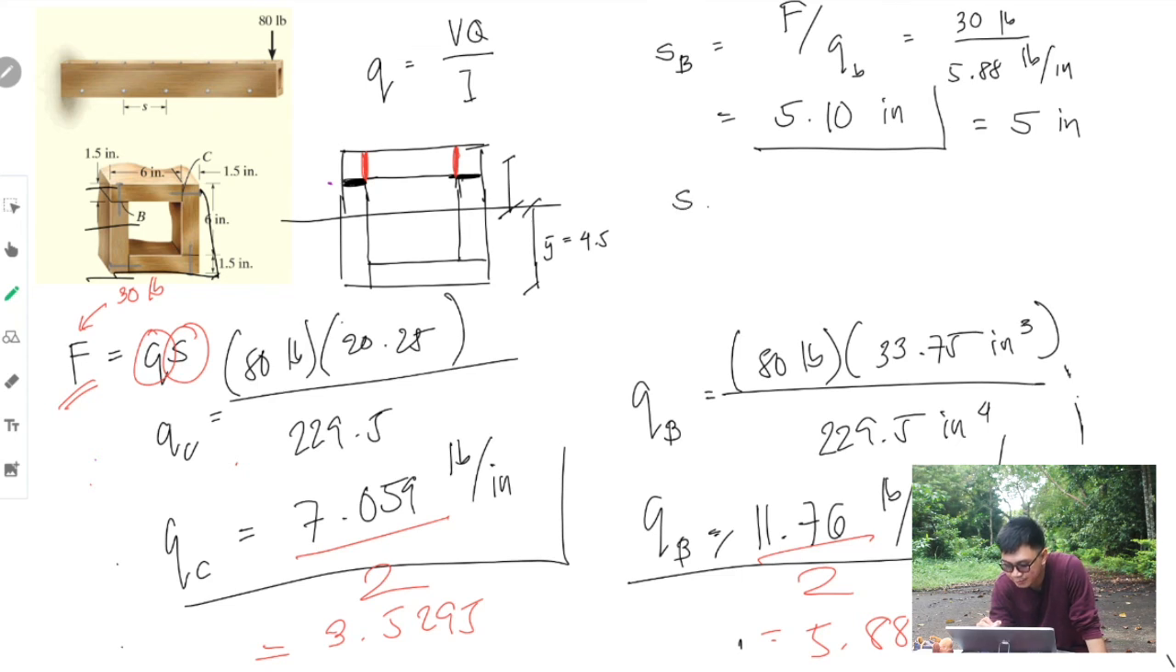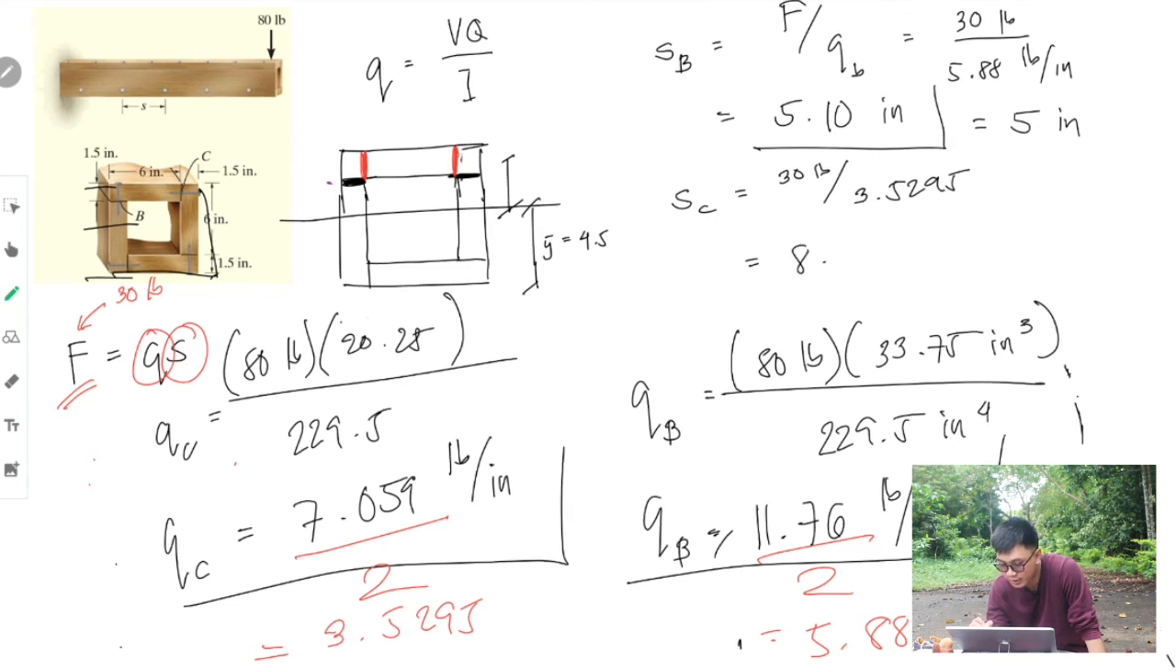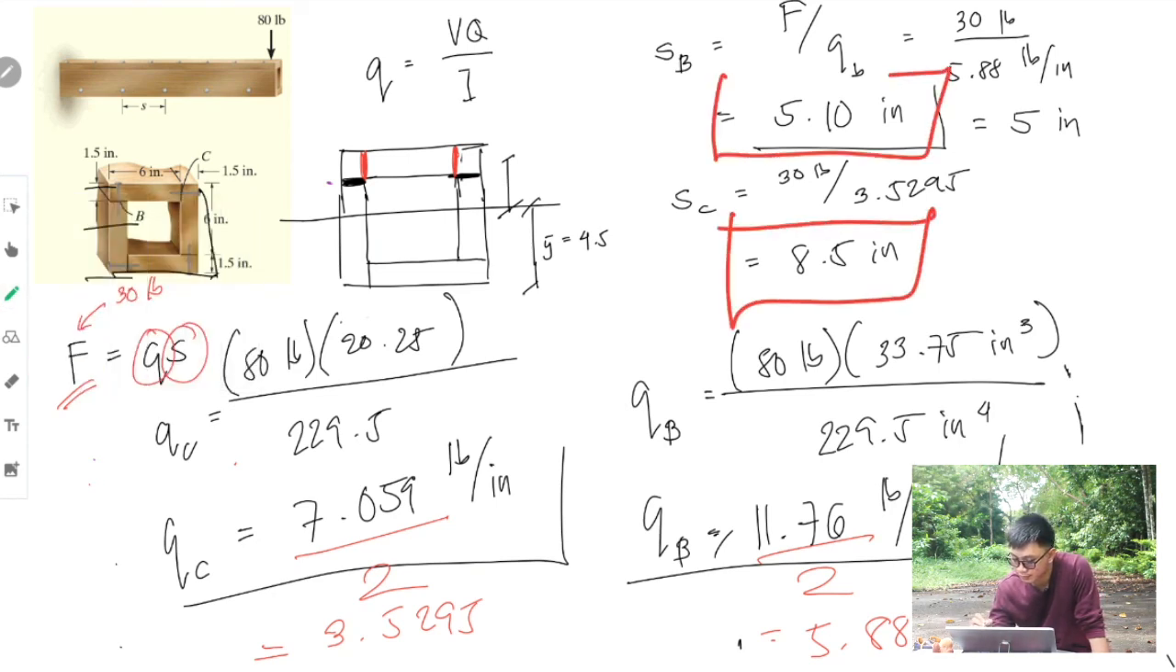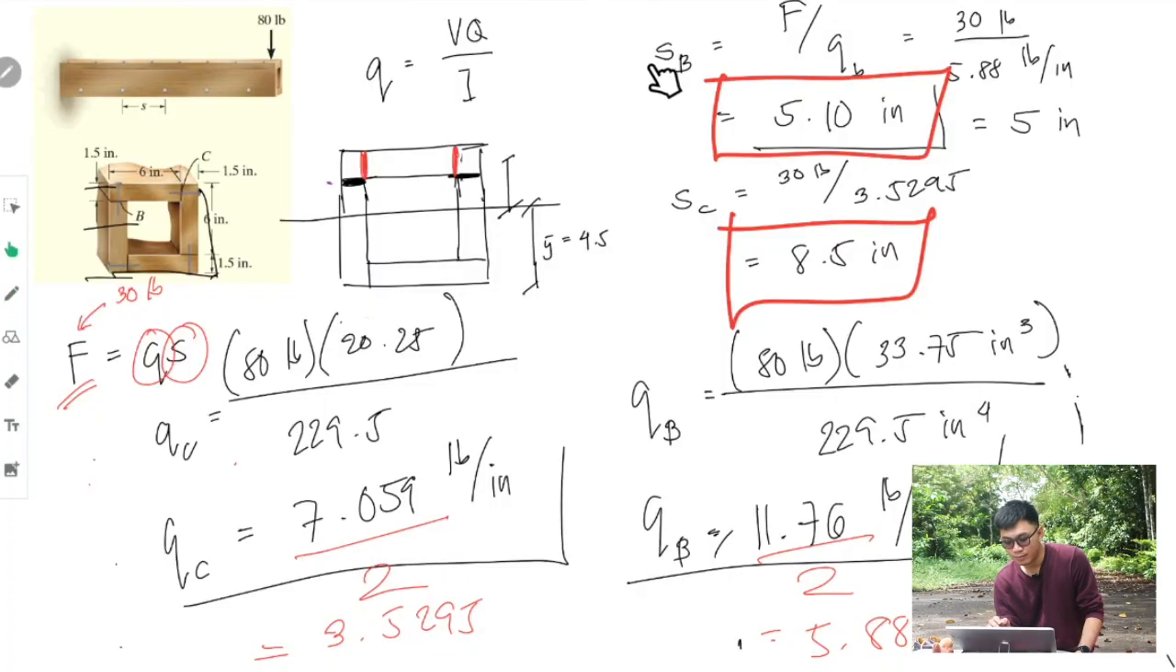For C, that is 30 pounds divided by 3.5295, and that is equal to 8.5 inches. So these are your final answers. Therefore, the spacing of the nails at B is 5 inches and the spacing at C is 8.5 inches. This is how hard we had to solve the problem just to get the spacing.